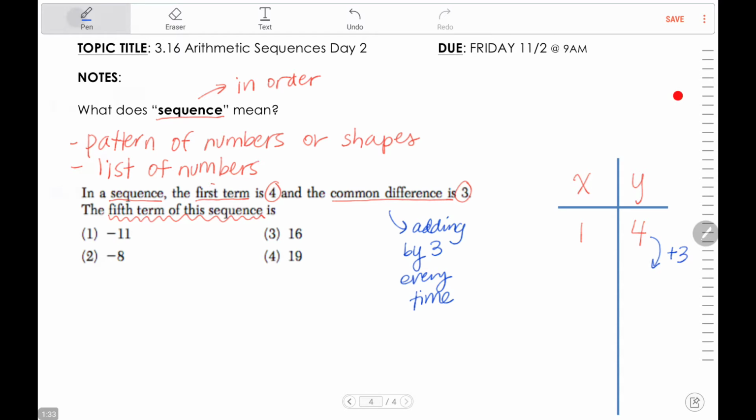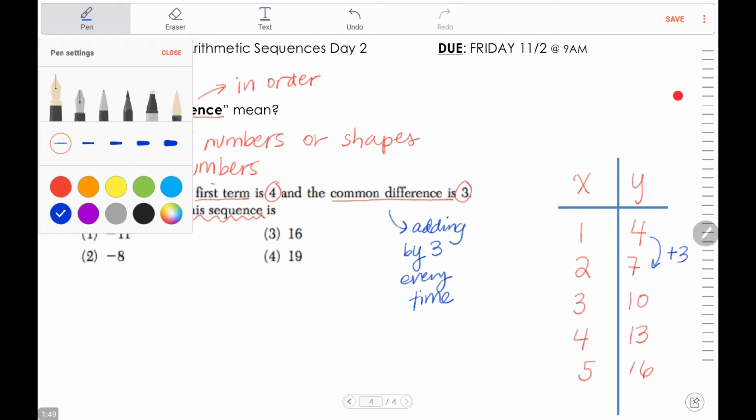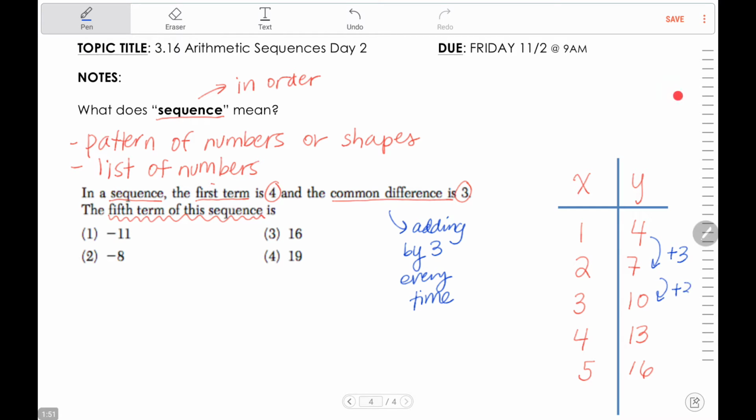So to get to the next number, I need to add 3. My next number will be 7, right? So in figure 2, there'll be 7. Figure 3, add 3 more, that's 10. Figure 4, add 3 more, that's 13. And figure 5, we'll add 3 more, it's 16. So we kept adding 3 down our y values until we got to our fifth term. That's what they wanted us to find, the fifth term. That leaves us with answer choice 3.